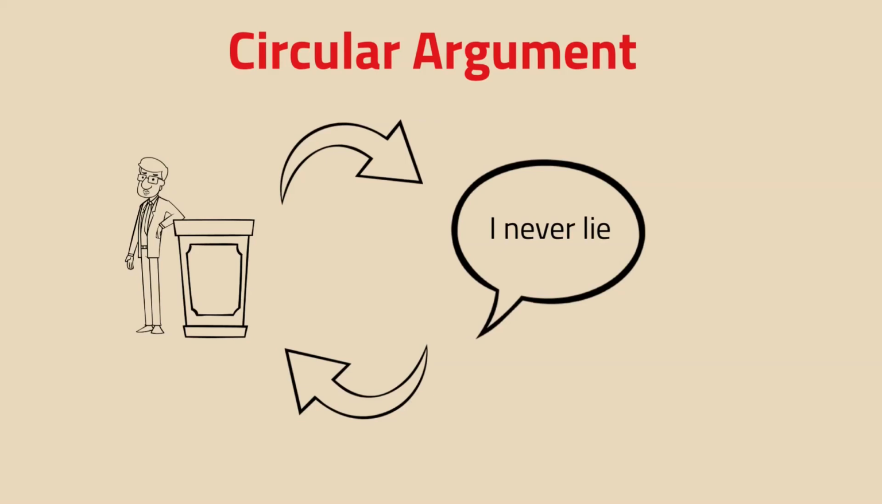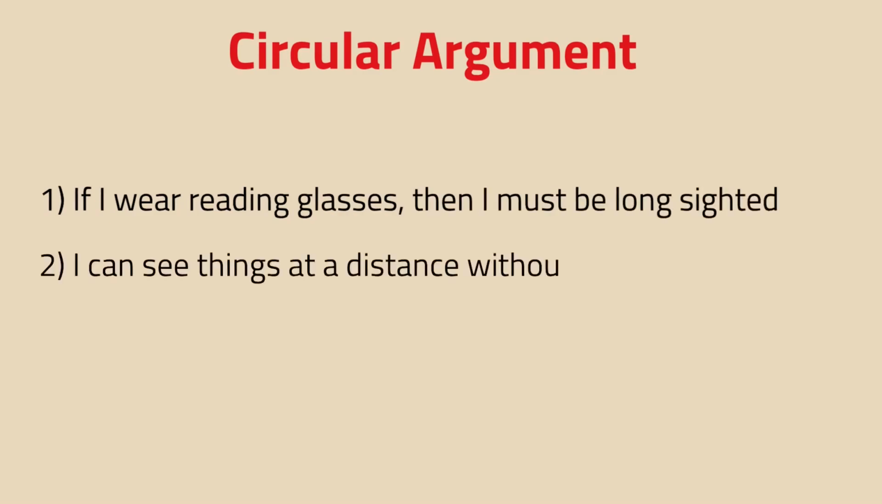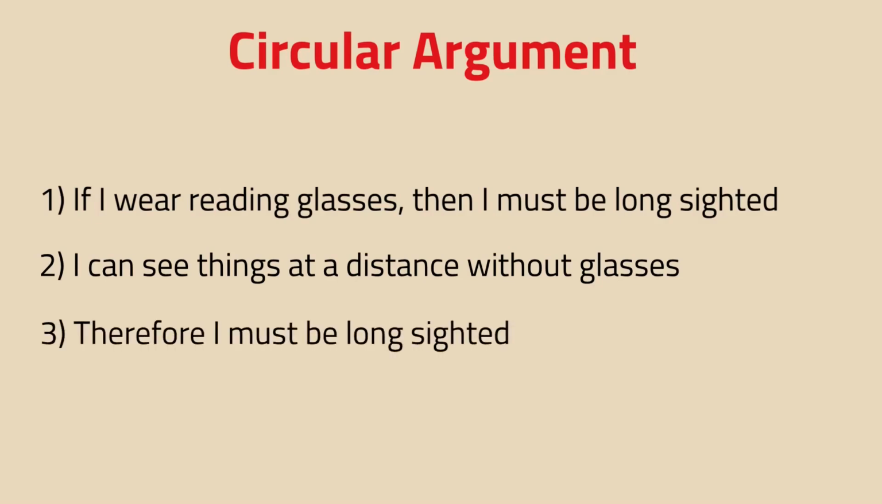The next example is slightly harder. It concerns the following syllogism on glasses. If I wear reading glasses, then I must be long-sighted. I can see things at a distance without glasses. Therefore, I must be long-sighted. This is a circular argument. The second premise and the conclusion both say the same thing. It is fallacious to make this conclusion.